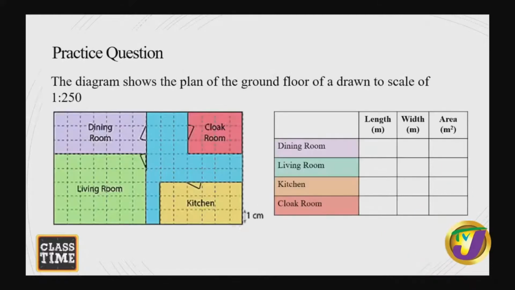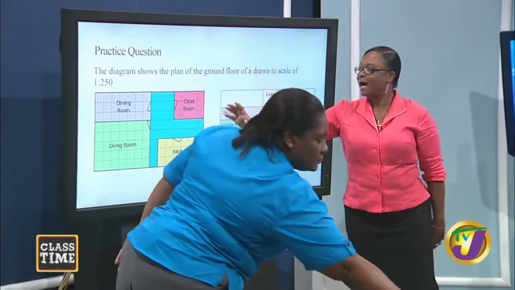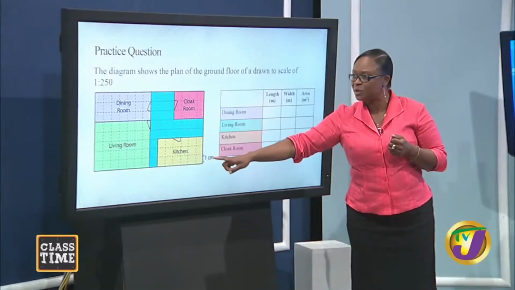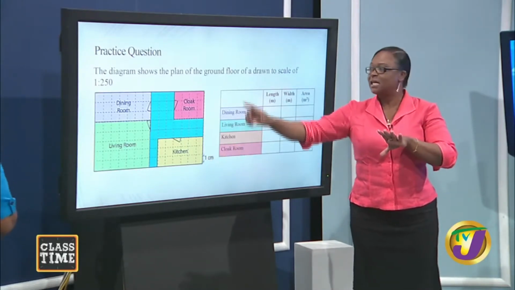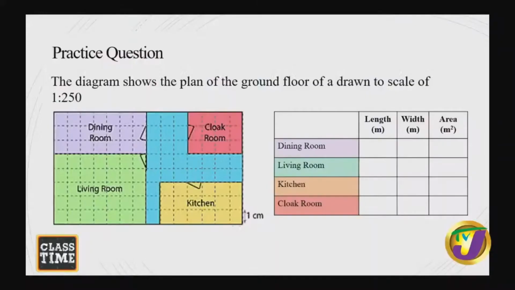Now here we have another practice question, which takes a little bit more for us to solve. Here we have a drawing, a plan of the ground floor of a building, and it has a scale of 1 to 250. Now this scale is a little different. On the plan, the measure of each side of the unit on the grid here is 1 centimeter. So now we understand that it is 1 centimeter to 250 centimeters.